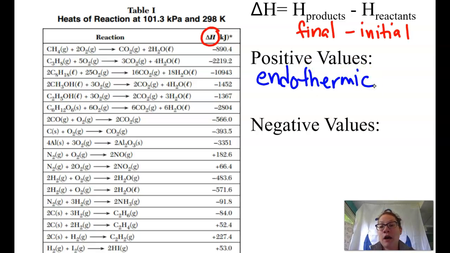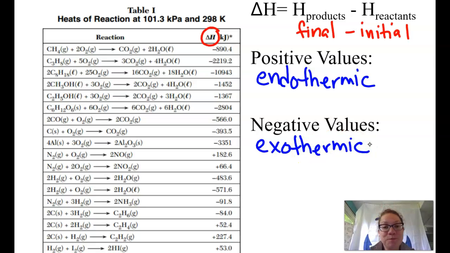All right. Now, if there's a negative value, that means that there's a net release of energy. The reactants had more energy than the products end up with. Overall, there's a release of energy. There's a net loss to the environment. So you all know that when energy exits the system, that's called, you got it, exothermic.